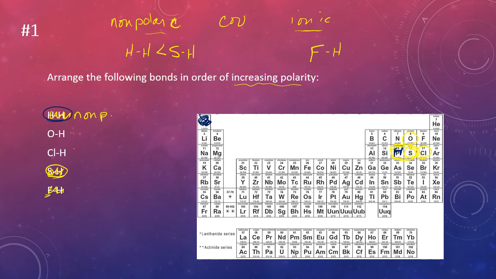Now I just have to decide between these two. Well, oxygen's one of the other hogs. It's not quite as big of a hog as fluorine, but it's pretty big. So that one's going to go here. And then it leaves us with chlorine and hydrogen in the middle. Now, none of these are ionic, but in terms of increasing polarity, this is your nonpolar end, this is your most polar end.